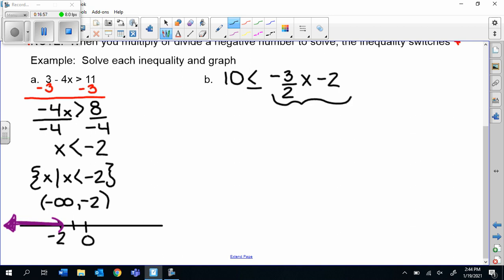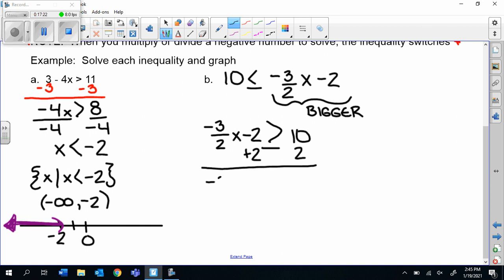So please note right here that this side is bigger. This is the bigger side. The alligator mouth opens to the bigger. So first of all, if I choose to rewrite this so x is on the left, I'm going to flip that. And now I'm going to solve this exactly like I solved A. Let's add 2 to both sides. Negative 3 halves x is greater than or equal to 12.